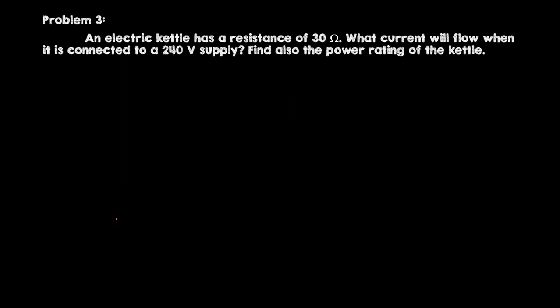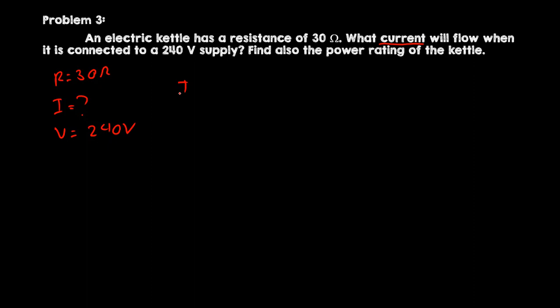Next sample problem number 3. An electric kettle has a resistance of 30 ohms. R is equals to 30 ohms. What current will flow when it is connected to a 240 volt supply? We are looking for the current. So we will need to get I, which is missing, and the voltage is 240 volts.